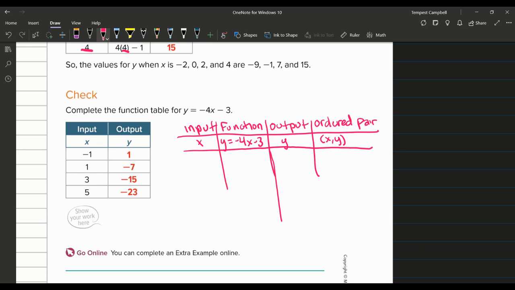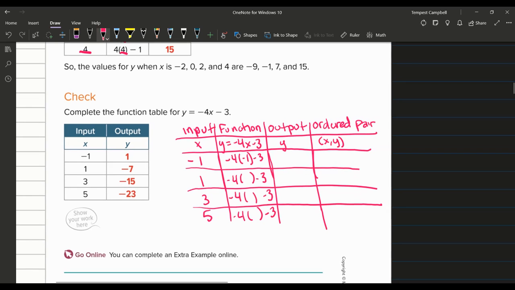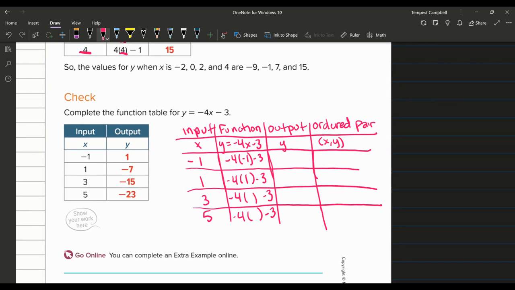So for our table, what we're going to end up with is we're going to have a -1, 1, 3, 5, which is the numbers that they list for us. So we're going to go ahead and draw our table. So that tells us we're going to have our -4 times -1 minus 3, -4 times whatever the x value is minus 3, and we're going to keep doing that down this whole table. But instead of an empty parenthesis or an x, we're going to plug in the value that we're given. So next we have 1, then we have 3, next we have 5.